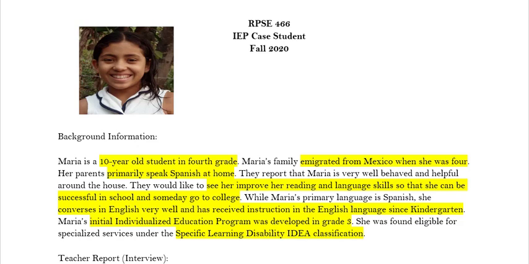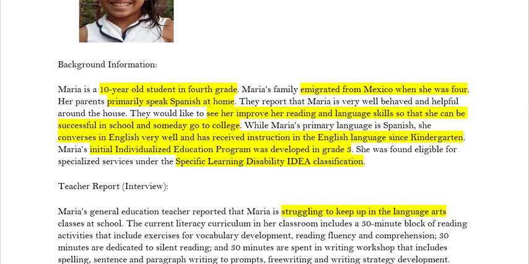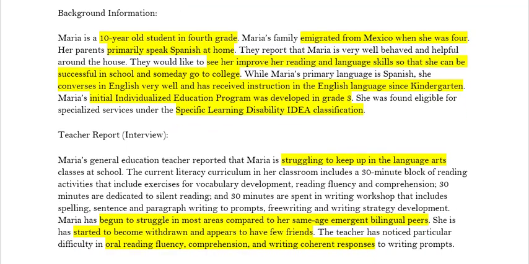Maria's initial IEP was developed when she was in grade 3. So she's in 4th grade now. Last school year, the IEP was developed for Maria under the area of specific learning disability. Now, Maria's teacher reported some information. Some of the information is quite subjective.